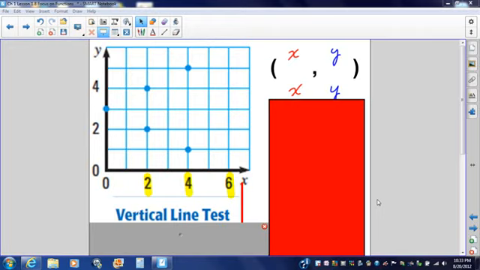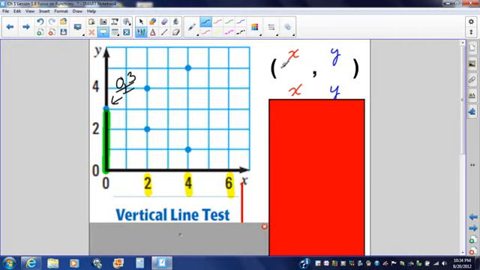Alrighty. First strategy to tell if it is a function would be to write out the ordered pairs. So I'm going to start at the origin, 0, 0, and I'm going to go straight up. This point would be 0 since I did not go to the right, and I went up 1, 2, 3. So this would be 0, 3. So over here on your paper, please write 0, 3.